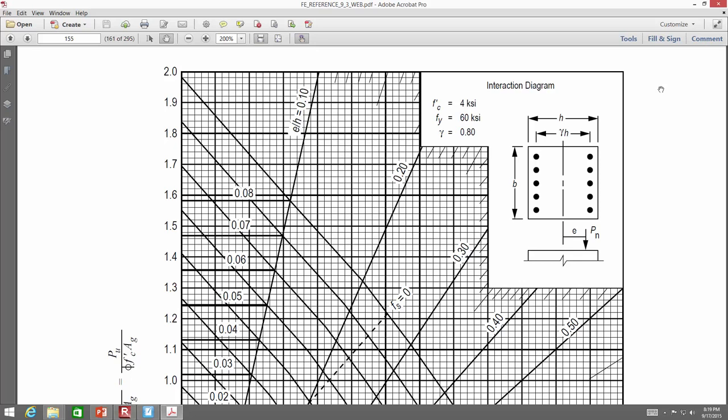It has to be a column that's 4 ksi concrete, 60 ksi steel. You have to have a ratio of the total exterior width of the column and the distance between rebar of 0.8, or this won't work. So if you remember, this is an L 4-60.8 chart.